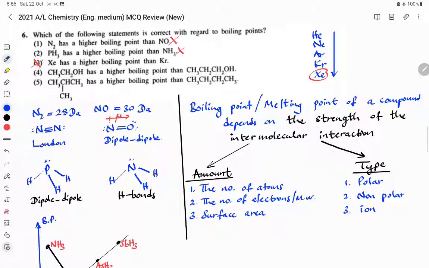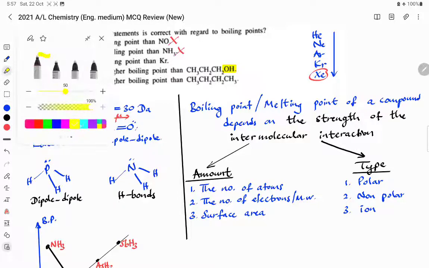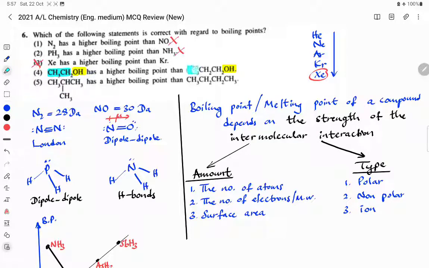But let's compare the other ones as well. Fourth one, ethanol has a higher boiling point than propanol. Now both of them contain OH groups. That means their major intermolecular interaction will be hydrogen bonds, and both of them have R groups. But the size of the R group is bigger in propanol. Therefore, it can form more London forces. That means it should have the higher boiling point. Therefore, the statement that ethanol has a higher boiling point is incorrect. So that statement is wrong. The third one is the answer.